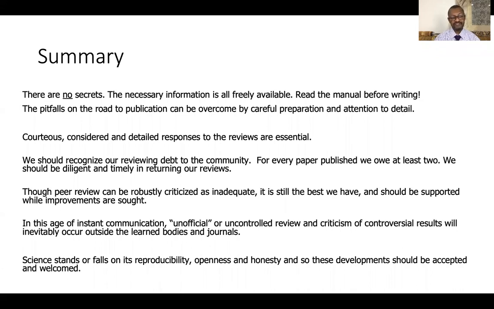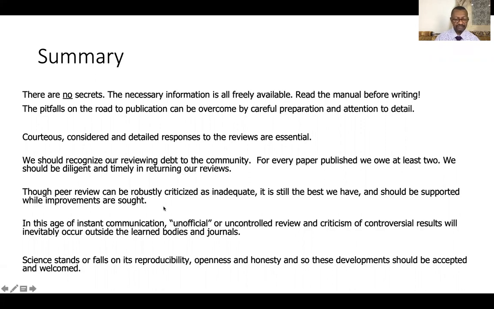In summary, there are no secrets in research. Everything is there. The necessary information is all freely available. Always read the manual before writing, and the pitfalls on the road to publication can be overcome by careful preparation and attention to detail. Courteous, considered, and detailed responses to the review are very essential. We should consider the reviewers' opinions, and we should recognize the review independence of the community. For every paper published, we should review at least 2, and we should be timely in returning our reviews.